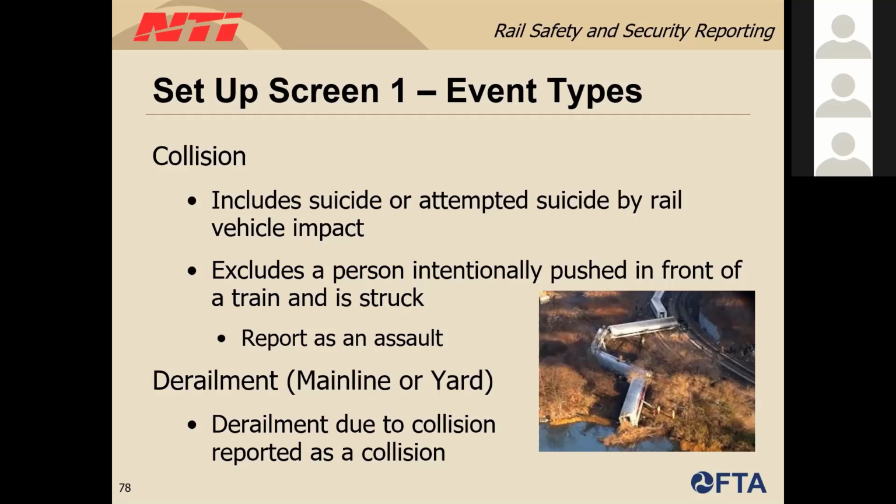The first and most common is a collision. This includes suicides or attempted suicides where there is a vehicle impact. However, if a person is intentionally pushed in front of a train and is struck, this should be reported as an assault. Derailments are the next choice, including both mainline derailments and yard derailments. If a derailment results from a collision, report the event as a collision.